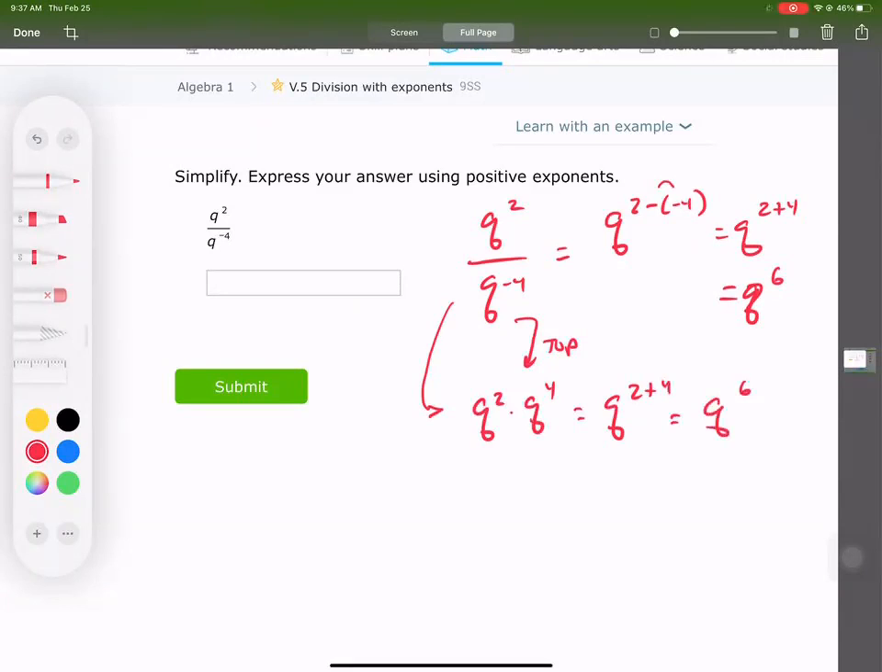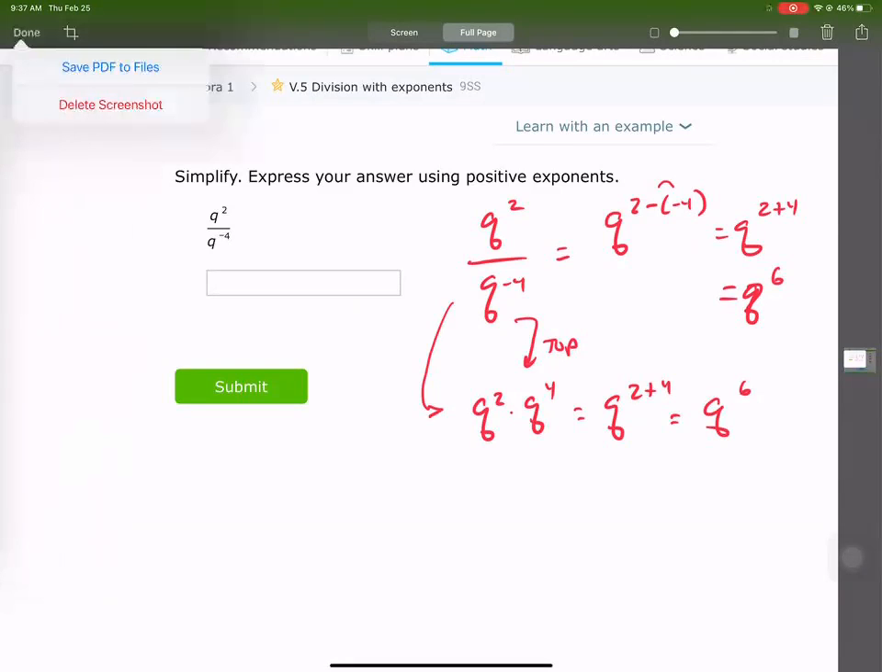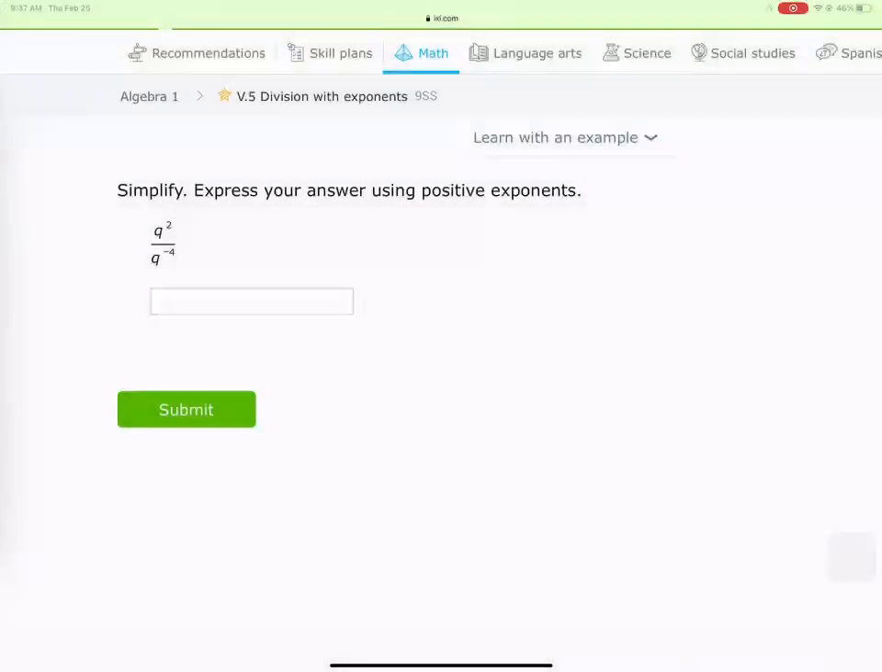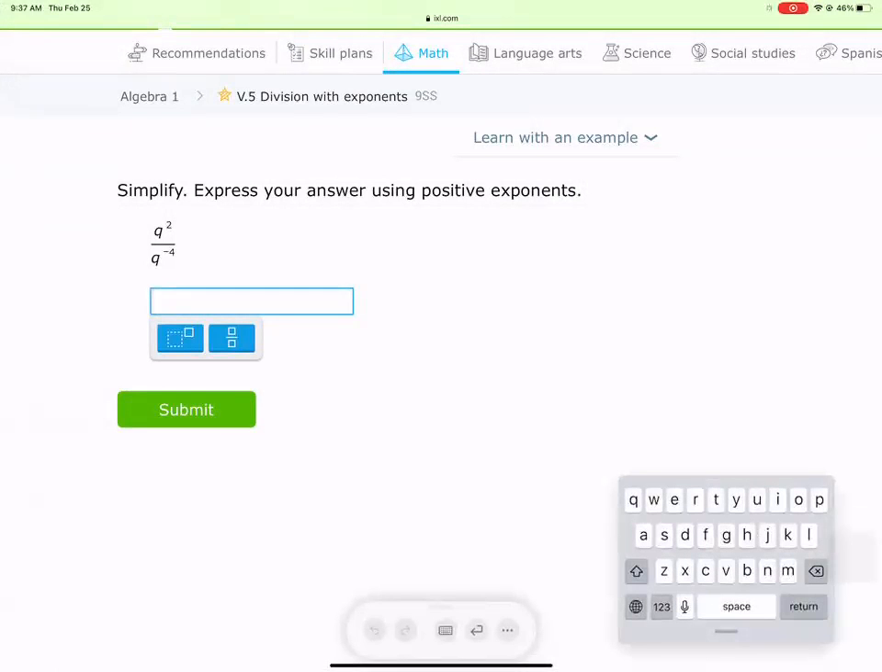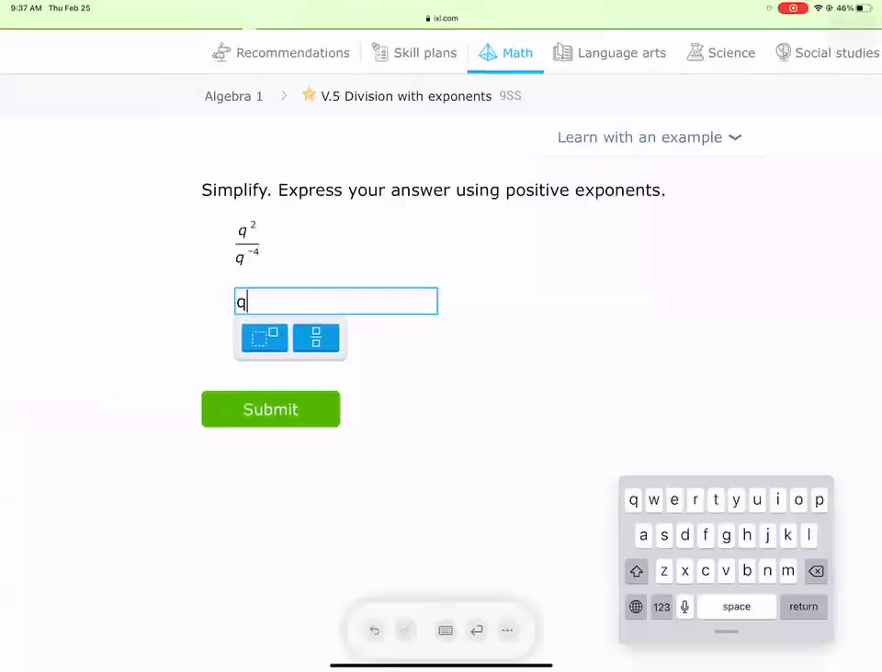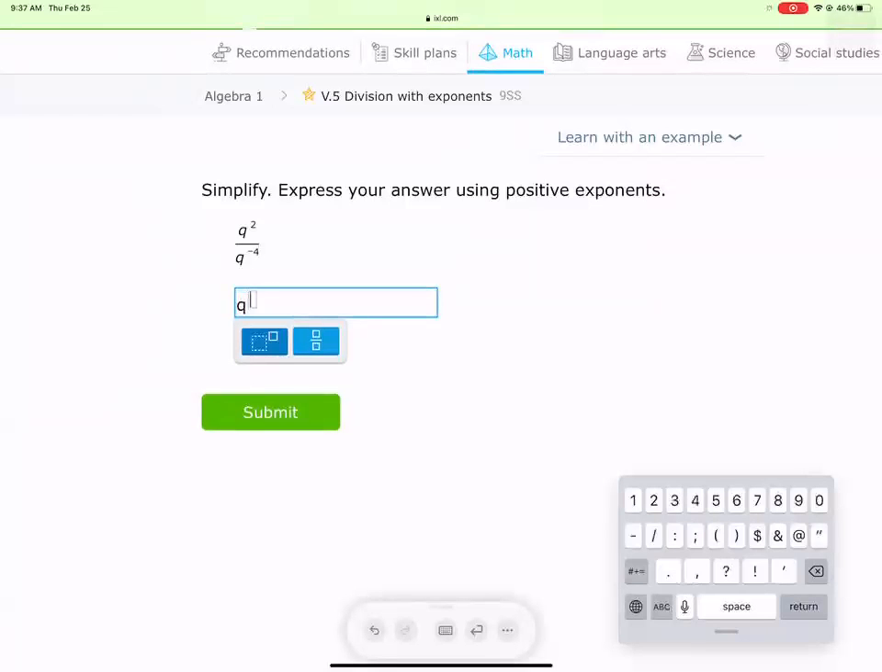And we can say, well, it's just really q to the 2 plus 4, which is also q to the 6th. So both these ways, whether we go the long way using all our rules about moving negative exponents around, or using division is subtraction, both yield the same answer. Now, our answer is q to the 6th power. Let's go ahead and write that. I'm going to type the letter q. It's going to be q exponent, and make sure you use that exponent button that they have, q^6.